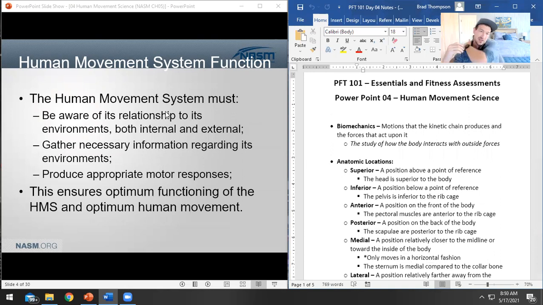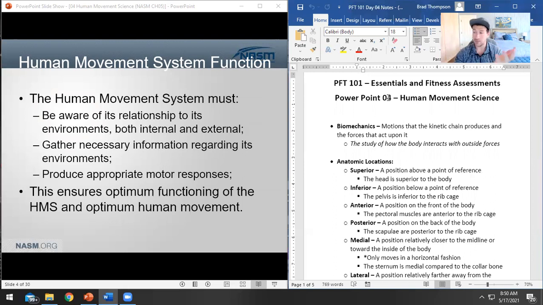So looking at the human movement system, obviously it needs to be aware of its surrounding environment. When we were talking about the nervous system, we talked about how important proprioception is. Proprioception is your body's ability to understand where it is in space. It's going to gather information about both the internal environment inside your body and the external environment that your body is interacting with. So it needs to gather any necessary information about those environments and then execute the responses that are most appropriate to that, right?